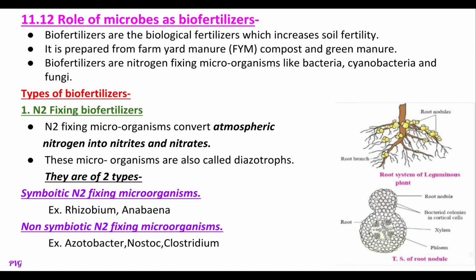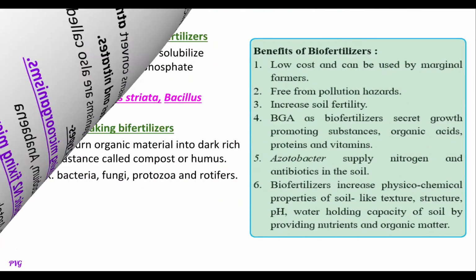These examples are Azotobacter, Nostoc and Clostridium. Actually, symbiotic nitrogen fixing bacteria have a number of examples. See, the leguminous plants bear root nodules. In the root nodules, the bacteria present are useful as nitrogen fixing bacteria.